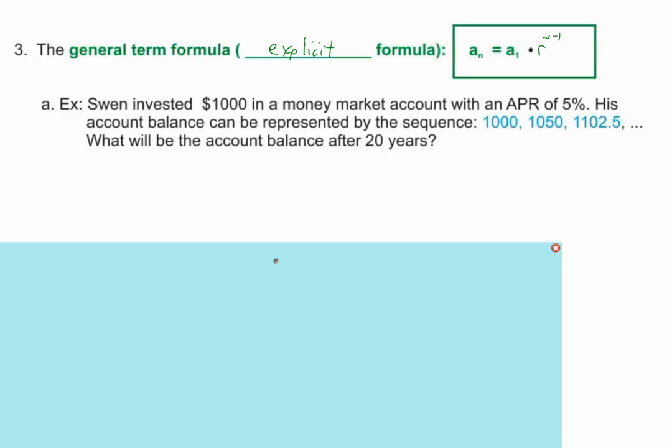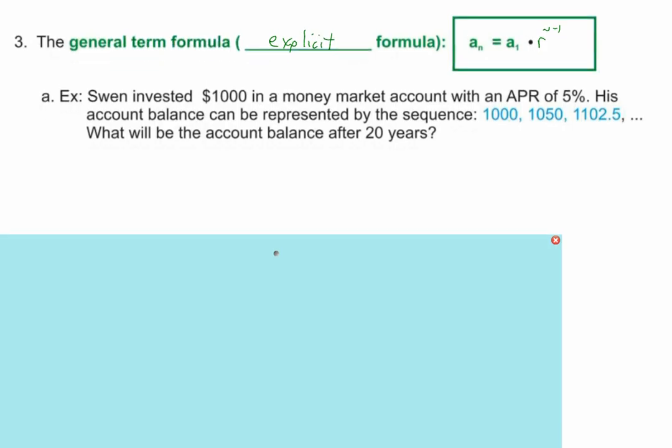All right, so let's take a look at a little example here. Sven invested $1,000 in a money market account with an APR of 5%. His account balance can be represented by the sequence 1,000, 1,050, $1,102.50, dot, dot, dot. What will be the account balance after 20 years?